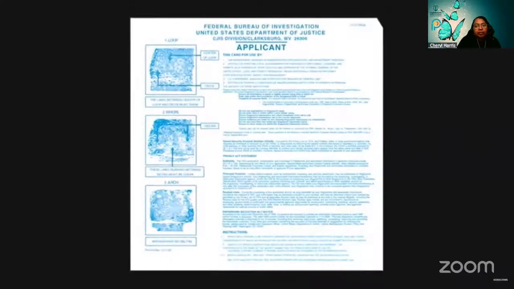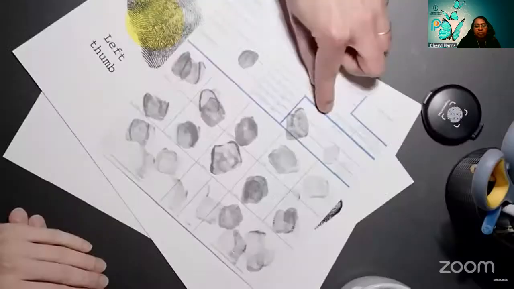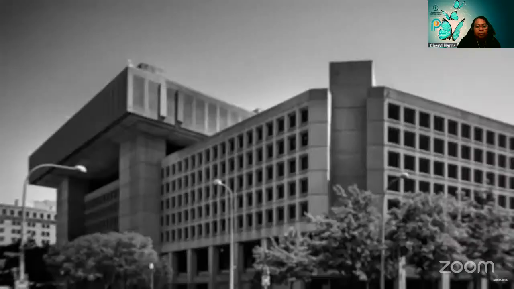Okay, I'll show you something else. This is a copy of the actual fingerprinting card that the FBI uses. This one is kind of a practice for me. I learned while making this video that taking someone's fingerprint, if you're not trained to do that, is actually kind of hard. Did it work? No, I think I messed it up.